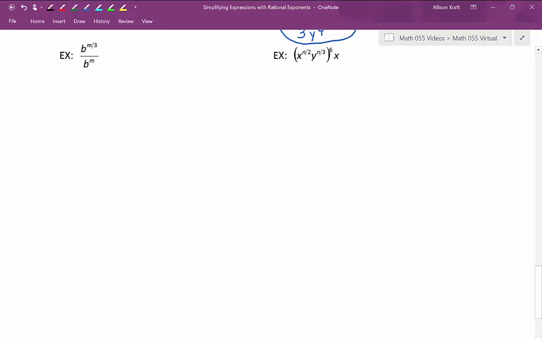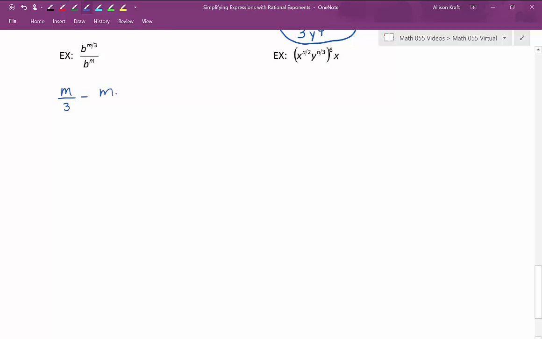B to the m over 3 divided by b to the m. I have division here with the same base. That's just basic quotient rule. This is the same as if we had b to the 4th over b to the 2nd. All we need to do is subtract our exponents. So let's do that. We're going to have m over 3 minus m.